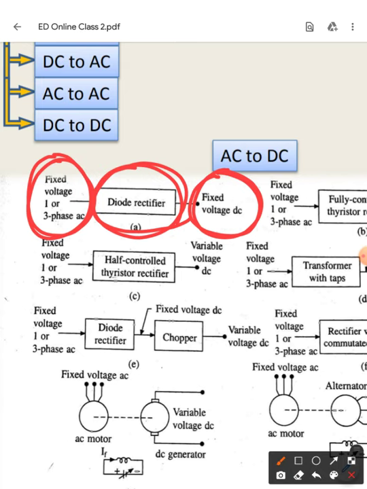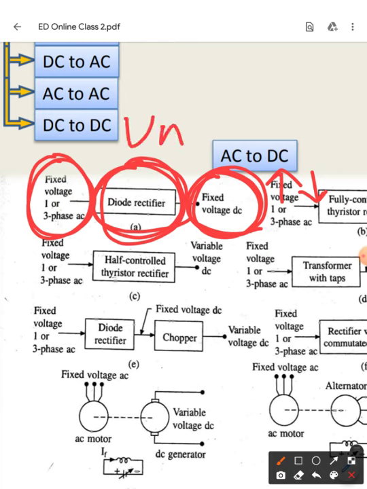We can't change the output DC voltage level into various values, because here we have connected the diode rectifier, it is not the thyristor based rectifier. As it is uncontrolled, we can't control the output DC voltage by using this diode rectifier. That's why it is called your uncontrolled rectifier.